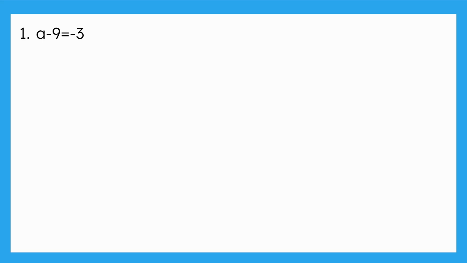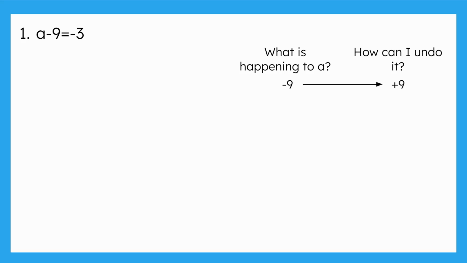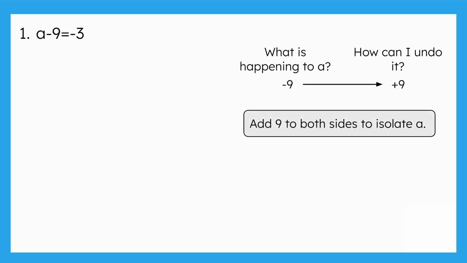I know I want to get this a isolated, but right now it's not by itself. It's being subtracted by 9. How can I undo subtracting by 9 to get this a by itself? Yeah, the inverse of subtracting 9 would be adding 9. Remember, to keep the equation balanced, if we add 9 to one side, we have to do it to the other side too. Pause the video here and add 9 to both sides of this equation now.